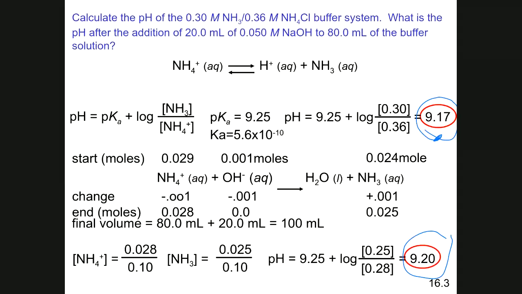If you were adding base to something that is not a buffer, it would increase the pH a lot because you're adding 20 milliliters of a strong sodium hydroxide base. The pH must have increased a lot. The reason the pH is approximately the same is because the system that you have is a buffer system. And the characteristic of a buffer system is that it is going to maintain the pH.